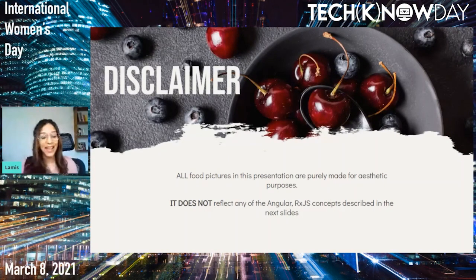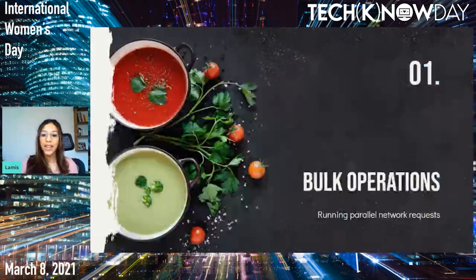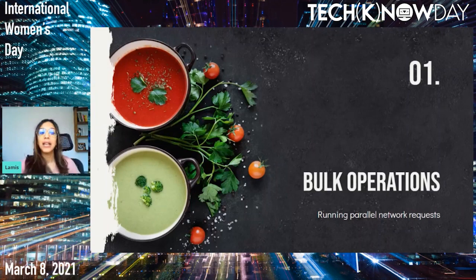Our first recipe is about bulk operations. I think many developers here are familiar with the term bulk, which means that you will do massive operations at the same time. The context here is that my UI wants to request the server. So we have a backend and we will run multiple HTTP requests at the same time. This is the case here, bulk operation.